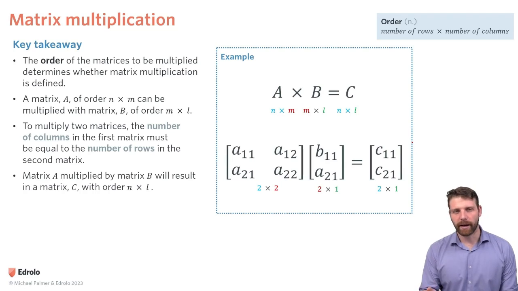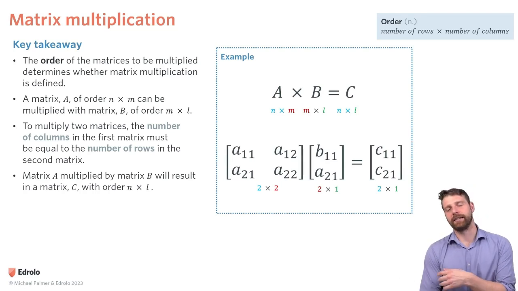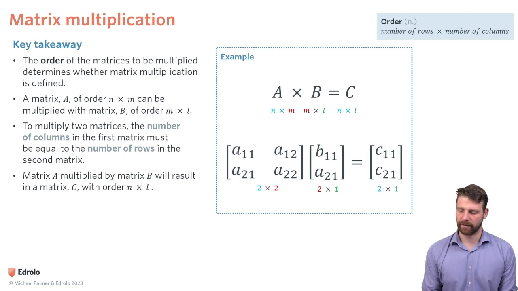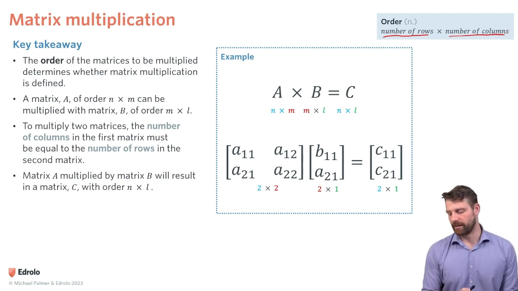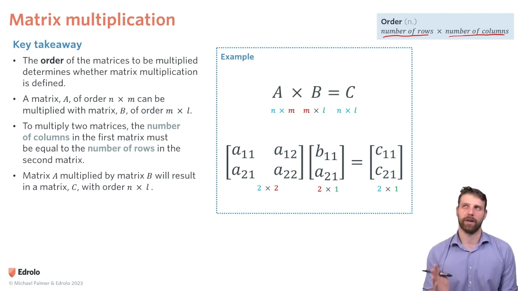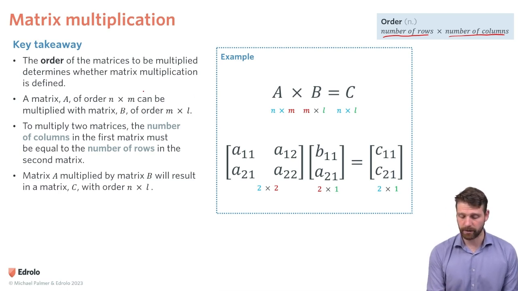Okay, the first thing to talk about when we talk about matrix multiplication is the order of matrices. And so you probably remember from last year that the order is given by the number of rows by the number of columns. So we'd say, like, an n by m matrix, n meaning the number of rows and m meaning the number of columns. So the reason we need to talk about order is because that is what defines whether or not we can multiply the matrices, whether matrix multiplication has been defined for those 2 matrices. The order of the matrices to be multiplied determines whether matrix multiplication is defined.